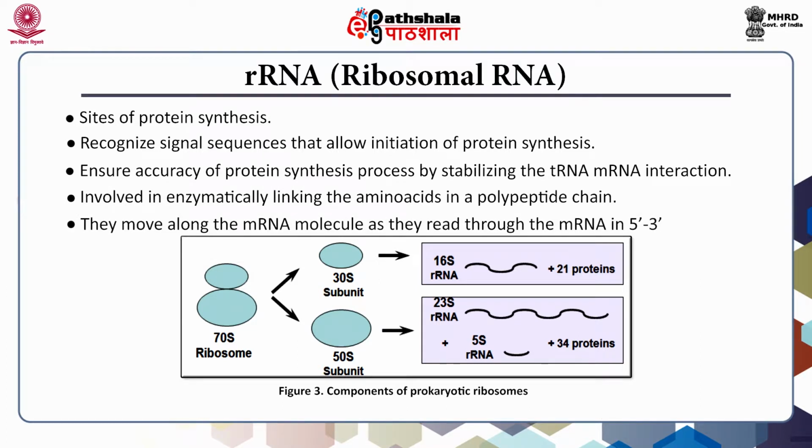They move along the messenger RNA molecules as they read through the messenger RNA in 5' to 3' direction. The 70S prokaryotic ribosome is made up of the smaller 30S subunit and the larger 50S subunit. The smaller 30S subunit is made up of 16S rRNA molecule and 21 different proteins, while the larger 50S subunit is made up of 23S rRNA, 5S rRNA and about 34 different proteins.